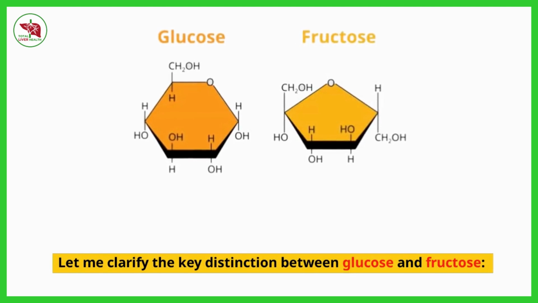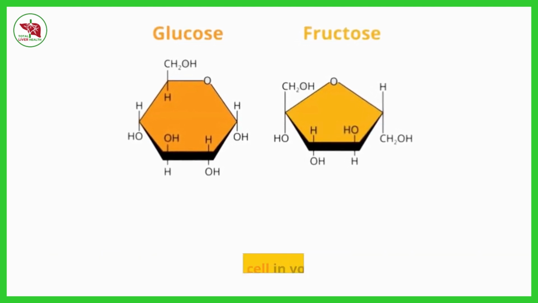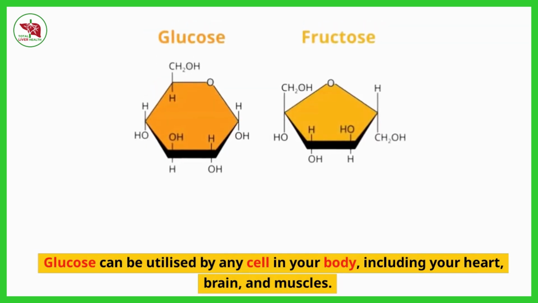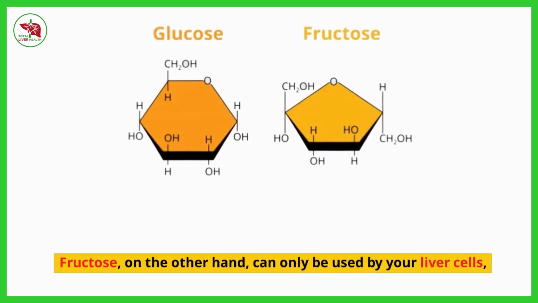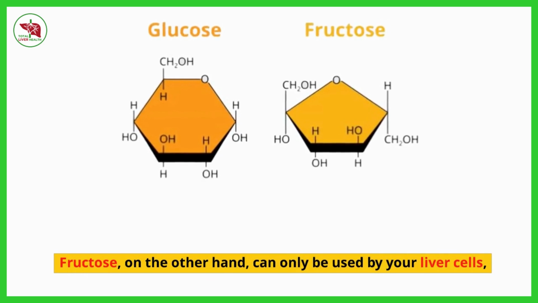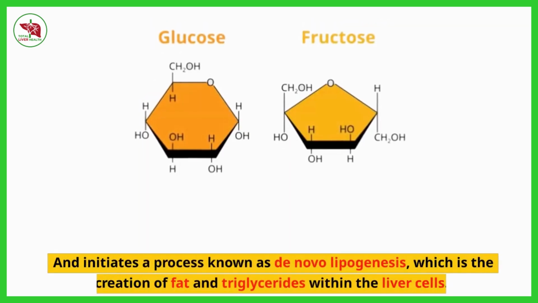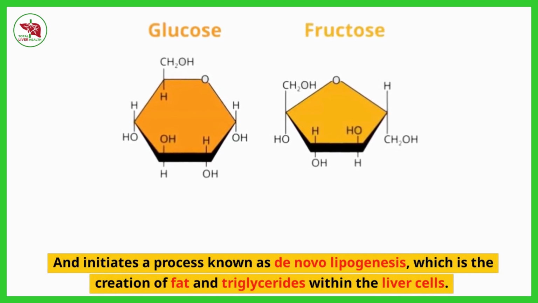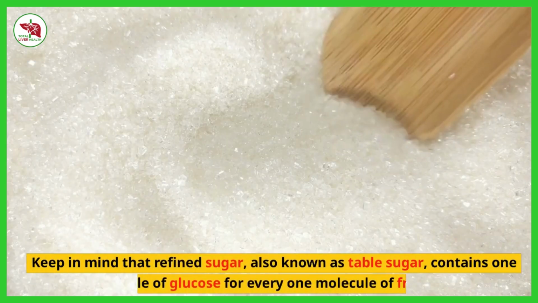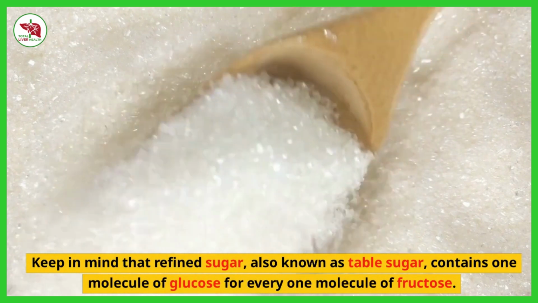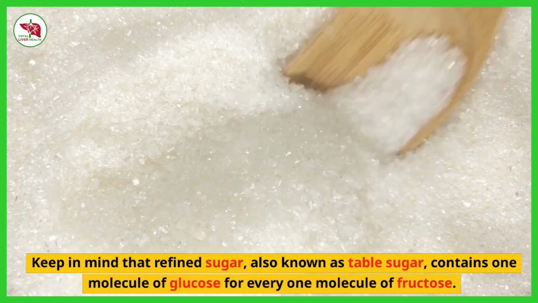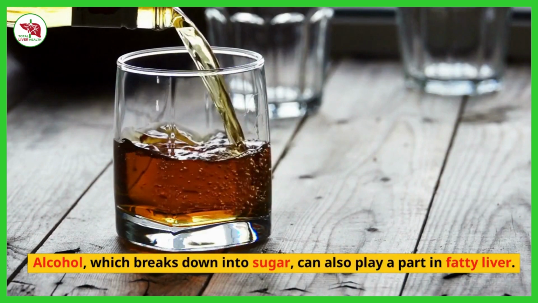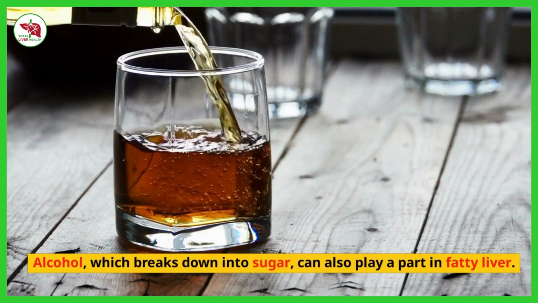Let me clarify the key distinction between glucose and fructose. Glucose can be utilized by any cell in your body, including your heart, brain, and muscles. Fructose, on the other hand, can only be used by your liver cells, and initiates a process known as de novo lipogenesis, which is the creation of fat and triglycerides within the liver cells. Keep in mind that refined sugar, also known as table sugar, contains 1 molecule of glucose for every 1 molecule of fructose. Alcohol, which breaks down into sugar, can also play a part in fatty liver.